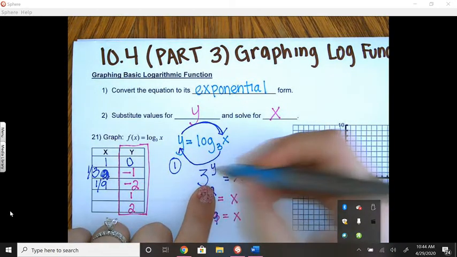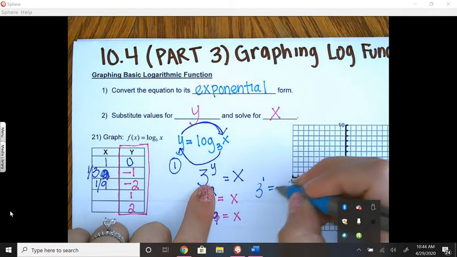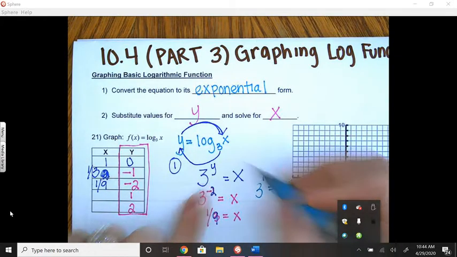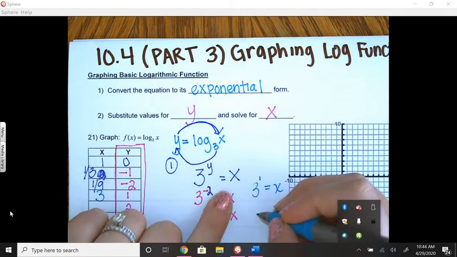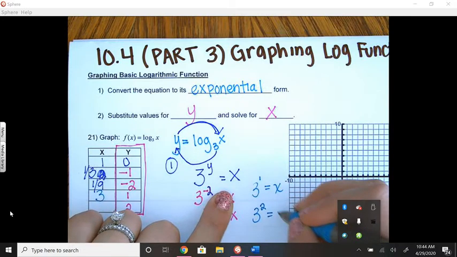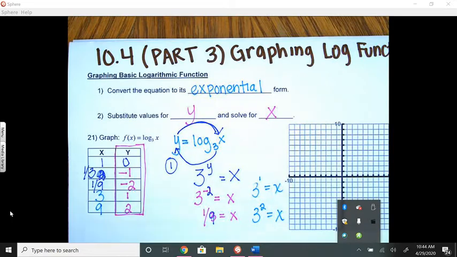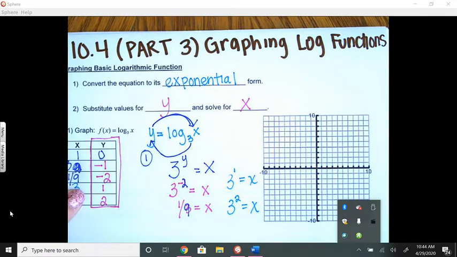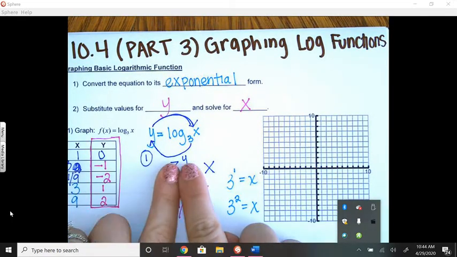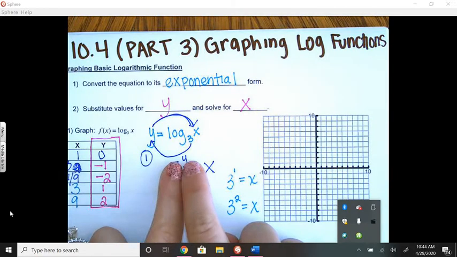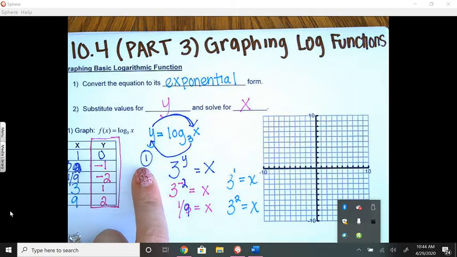In the y spot we'll plug in 1 to get x, and 3 to the first is just 3. Then we're going to plug in 2 for y. So 3 squared is 9. A little bit different than what we're used to, because we're used to picking numbers for x, but instead we're plugging them in for y, so that we can just evaluate this.